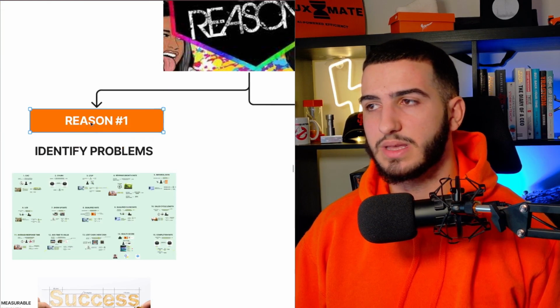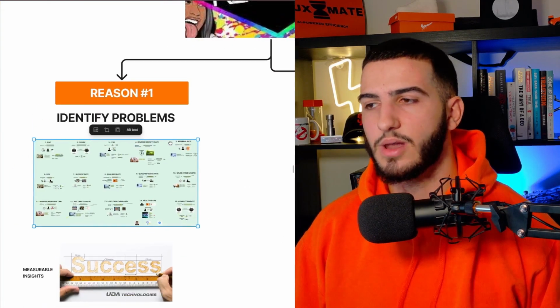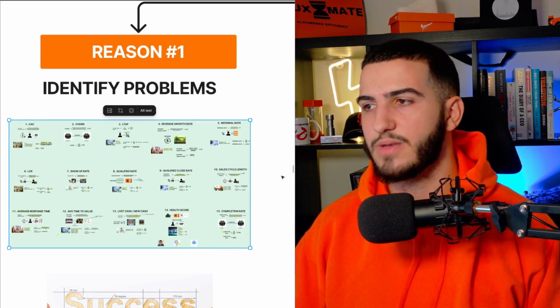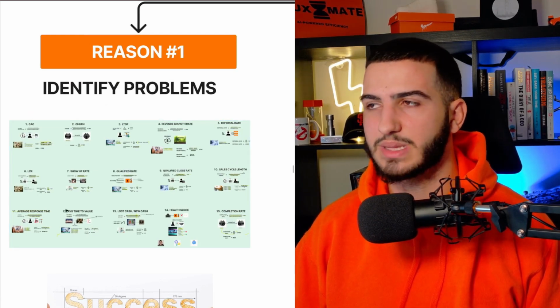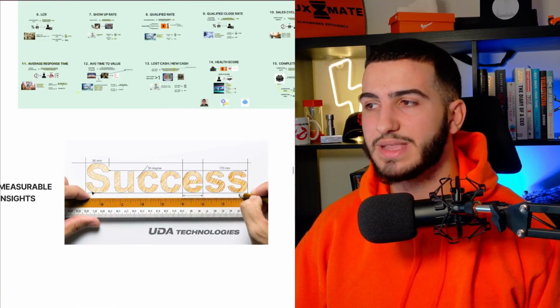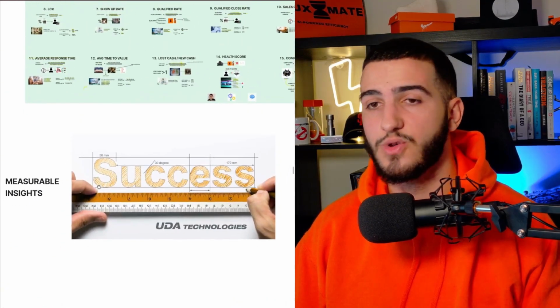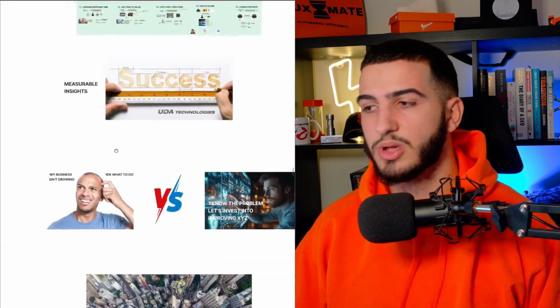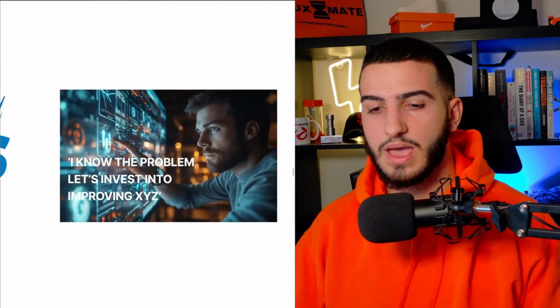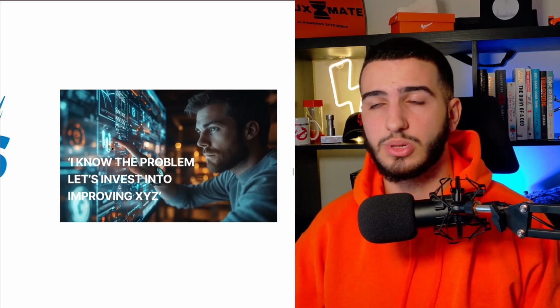The first reason is you can identify problems. Now, this is the case for most KPIs, different things like, I don't know, churn rate, response time, health score. You can actually identify what the problem is, and it gives you measurable insights on what you need to do to improve a certain bottleneck in your agency. So rather than feeling like my business isn't growing, I don't know what to do, you can look at different KPIs like churn rate, and you know exactly what you need to invest in to improve that number and then improve the overall experience within your agency.